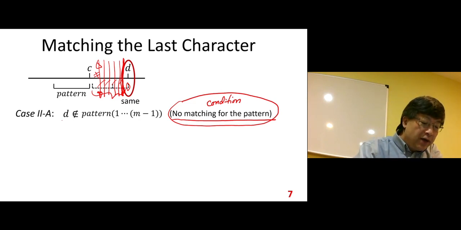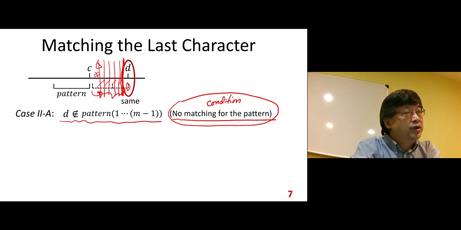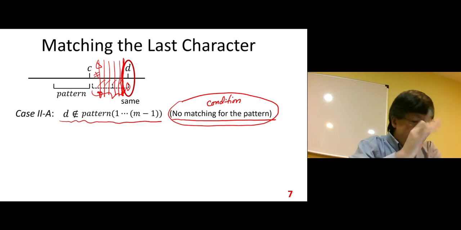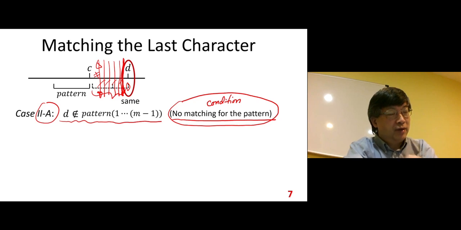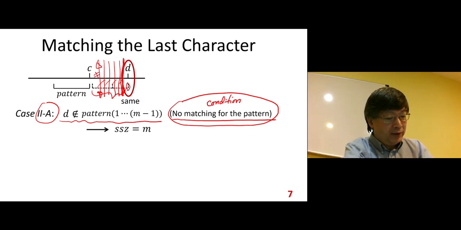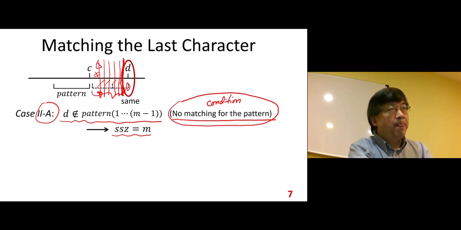Then we check, is D contained in the pattern from 1 through n-1 position? That's our 2A case. So that's the whole background. In that case, our step size equals n. That's the 2A.